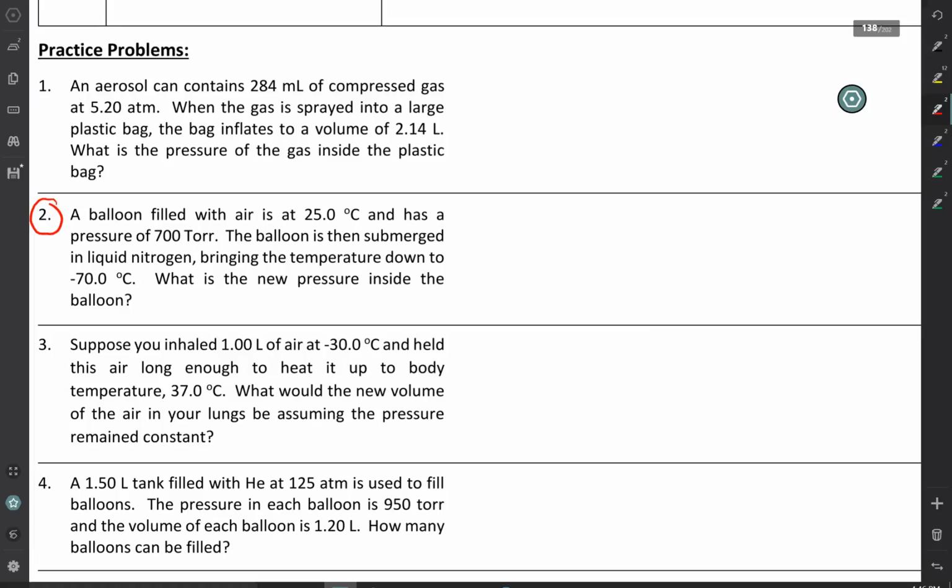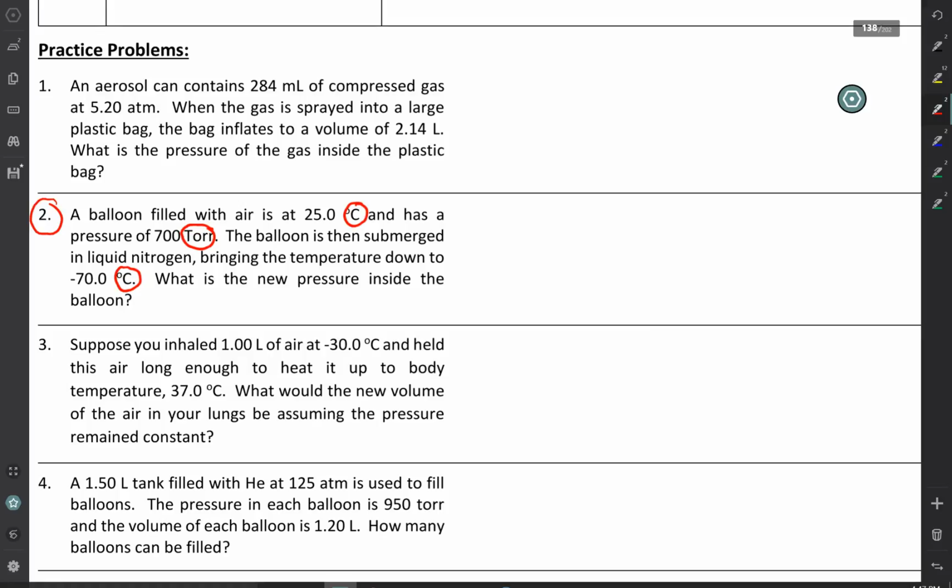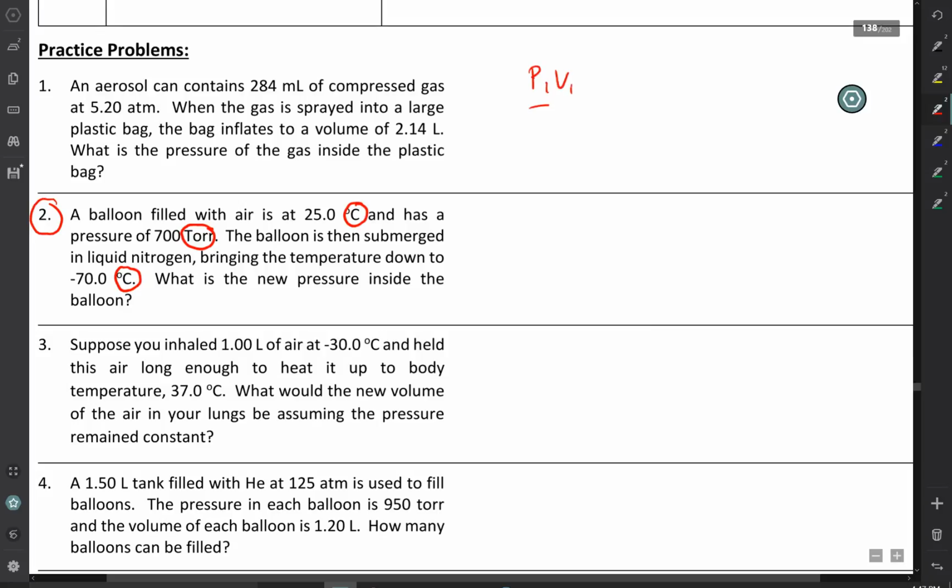All right, so I need to figure out which gas law I'm using, and the best way to do that is to take a look at the information you've been given. Most specifically, look at the units. So I see a degree Celsius. I see torr, degrees Celsius again. So I definitely have temperature with Celsius, and torr is a unit of pressure. So I need the relationship between pressure and temperature. I'm just going to write my combined gas law up here, so I don't have to flip back and forth between this and the reference table.